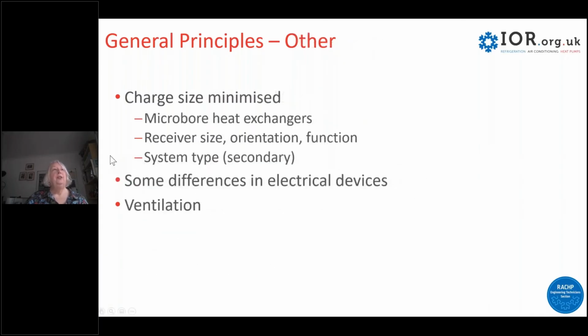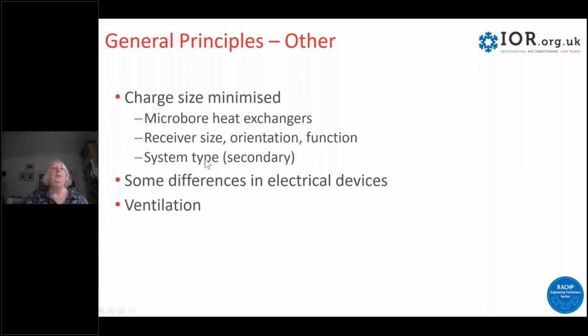Other principles that we follow when we're designing flammable refrigerant systems is that we minimize our charge size, for example, by using microbore evaporators and condensers, by making sure that the receiver size is as small as possible, orienting it so that it's vertical rather than horizontal, possibly using it not as a liquid receiver, but as a different type of vessel.